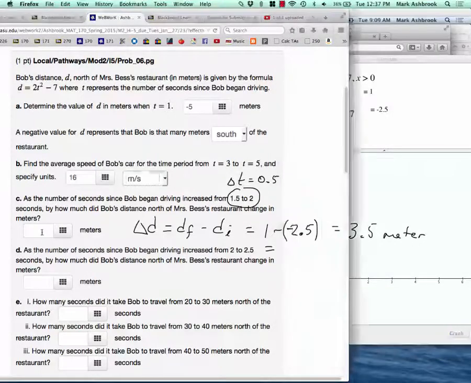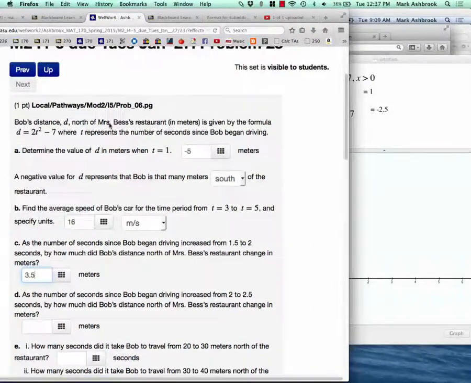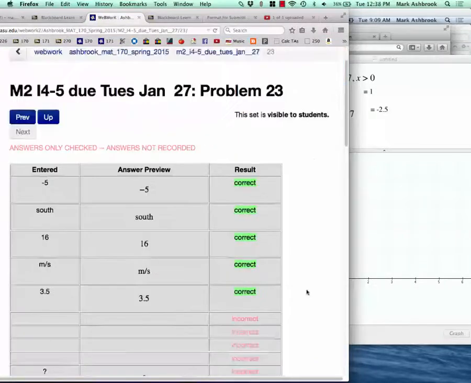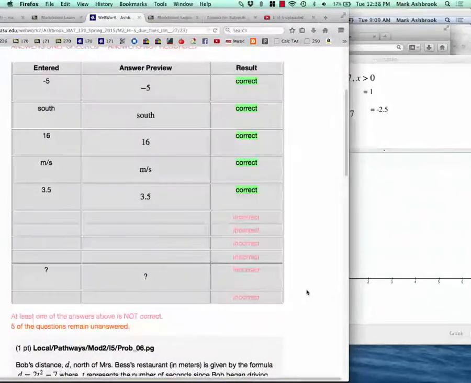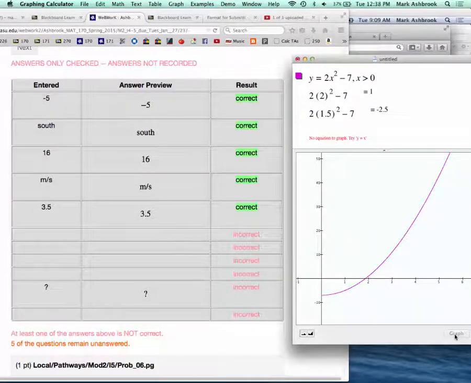So let's just check the answers on that much, and we'll be done with that. Got all those. Okay, so is he driving, we looked at that graph, is he driving at a constant rate of change? Is his distance changing at a constant rate with respect to time? No, because if it were, then this graph would be a straight line.